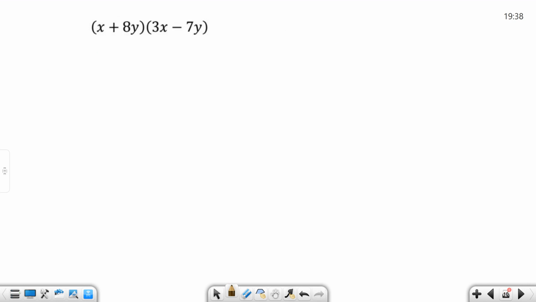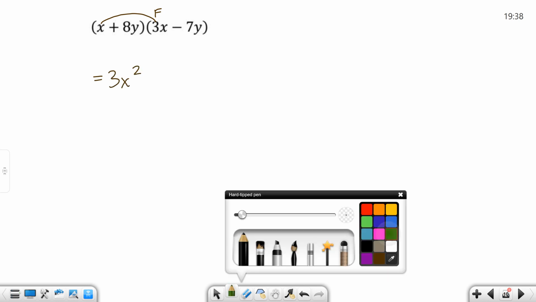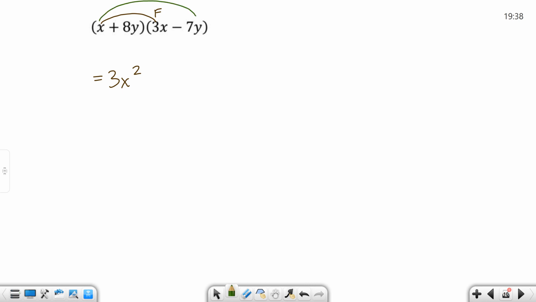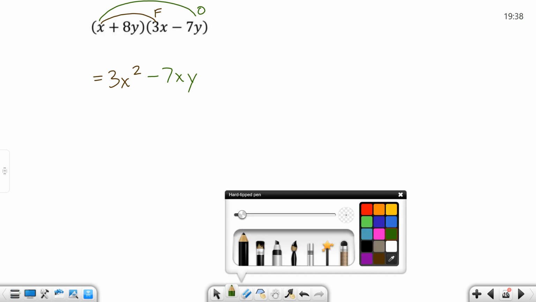So here, what am I doing? Well, a binomial, two terms, and what's between there? Nothing. So that's FOIL. Y'all, this is FOIL. This is first. So what is x times 3x? That's going to be 3x squared. Then we have outer, which is going to be x times negative 7y, which is minus 7xy. You can put yx or xy, it doesn't matter.